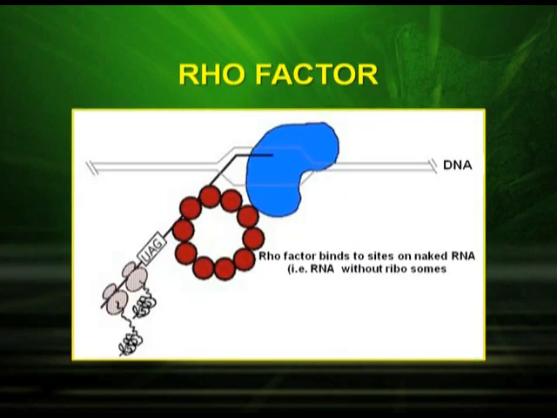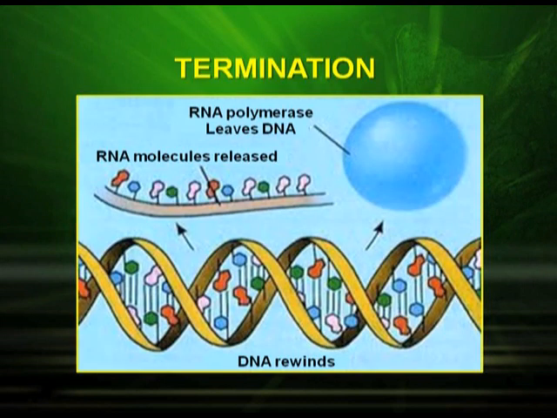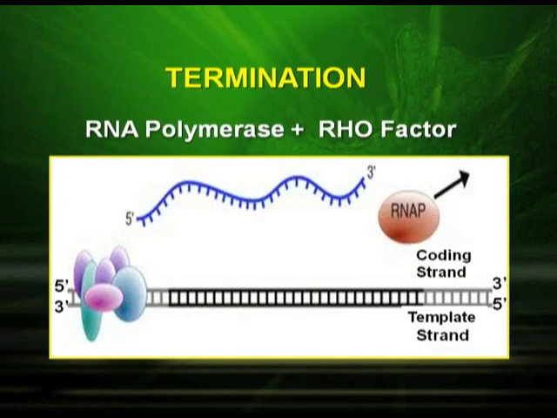The next picture shows the rho factor. The rho factor is a terminator factor which helps in the termination of the RNA nucleotide chain. The picture shows the rho factor has been dissociated and the nascent RNA has moved out of the DNA. So, the termination process is complete. The RNA polymerase then leaves the DNA and the RNA molecule is released. So, the RNA polymerase comes out along with the rho factor.